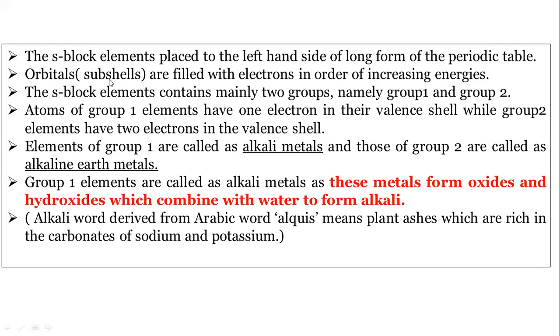Subshells or orbitals are filled according to the increasing order. These s-block elements contain mainly two groups, group 1 and group 2. Group 1 elements have only one electron and group 2 elements have two electrons in the valence shell. Group 1 elements are called alkali metals and group 2 elements are called alkaline earth metals. Now, why group 1 elements are called alkali metals, I will explain.